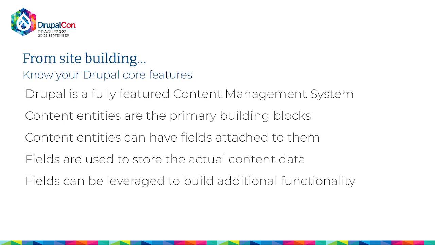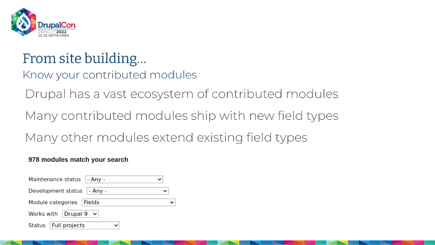And those fields are used to store the actual data, and they can also be leveraged to build additional functionality, which is great. And we also have a vast ecosystem of contributed modules, many of which ship with new field types, and some of them even extend existing field types, either from core or from contrib. This little screen grab was taken yesterday, and that's a very large number of modules that you can explore if you're into this kind of thing.